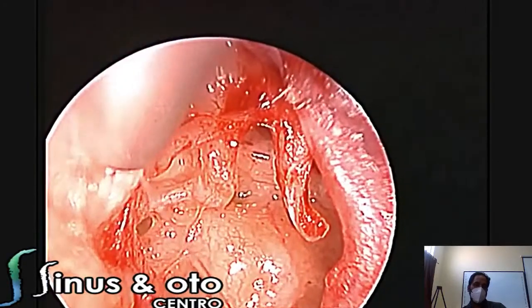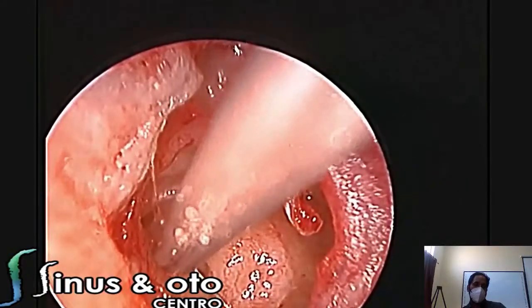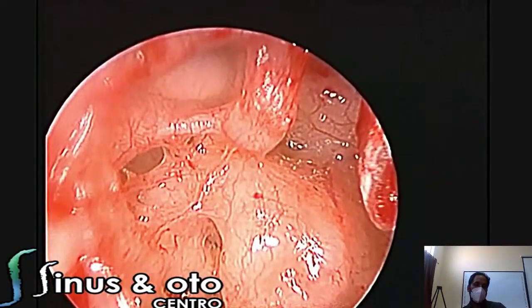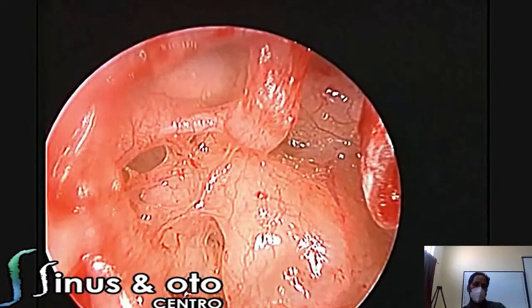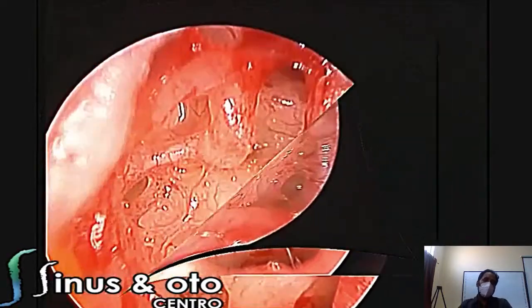So this is an endoscopic tympanoplasty. The postaural tympanoplasty and the endaural tympanoplasty are different, and for a clear picture of the surgery we are showing you the endoscopic or transcanal tympanoplasty.